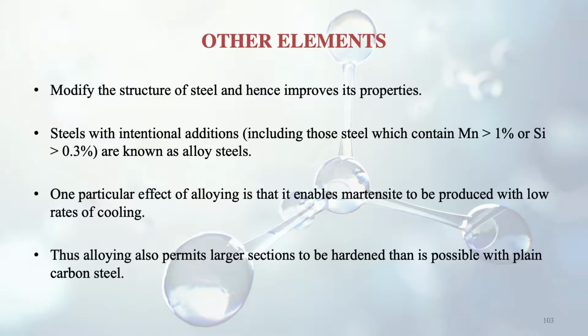Earlier we have seen that with high rates of cooling martensite was being produced, and due to this high rate of cooling there were cracks. To avoid this, alloying can be very good because it gives us a low rate of cooling, so the cracks and all those things can disappear. Thus alloying also permits larger sections to be hardened than is possible with plain carbon steel. Obviously, we can harden it more if the cracks are not coming. So alloying can help if we want to harden larger sections.